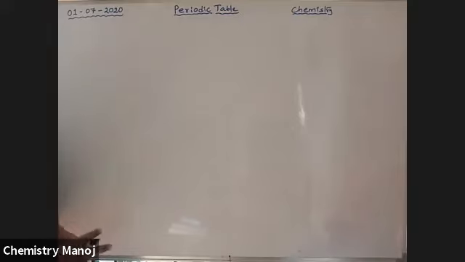In S block, please note one point. In S block, the elements are ready to lose electrons, so they act as reducing agents. S block elements are reducing agents. P block elements act as both oxidizing agent and reducing agent.